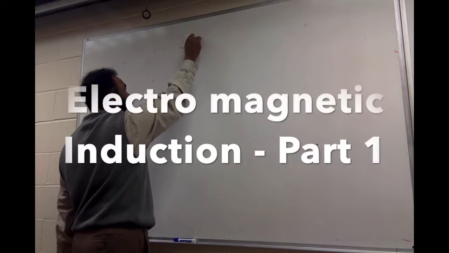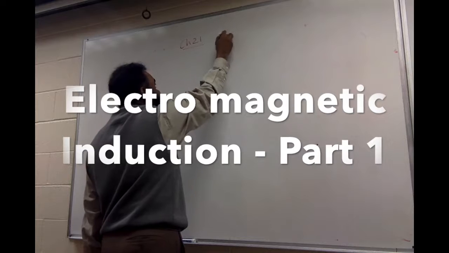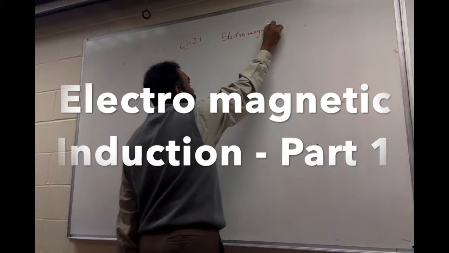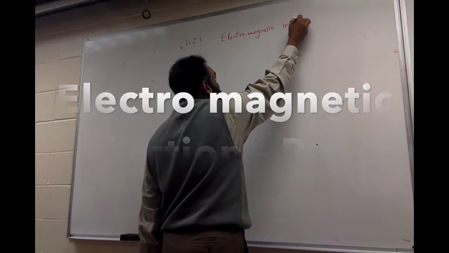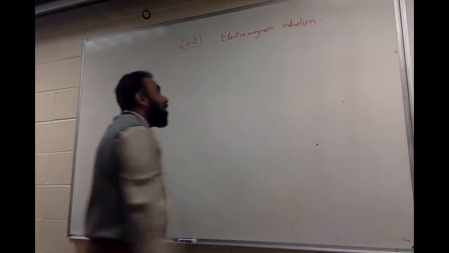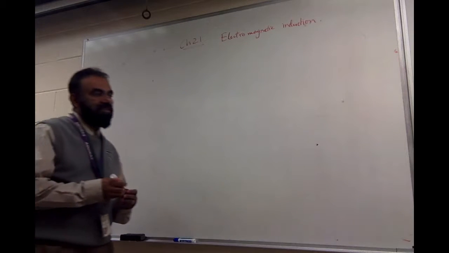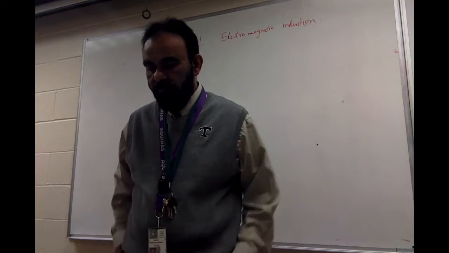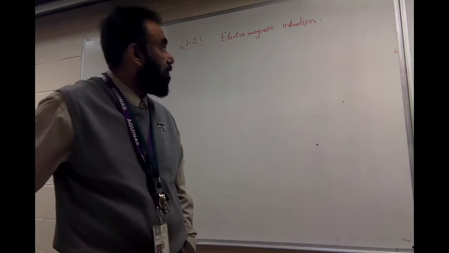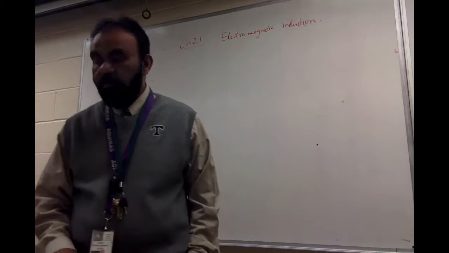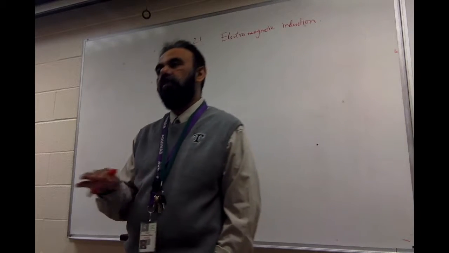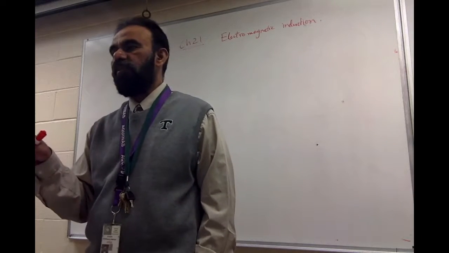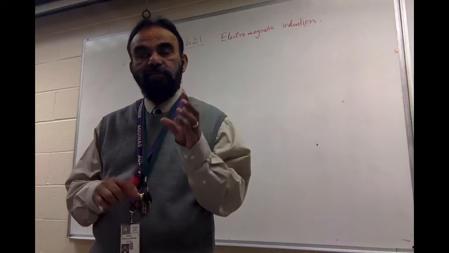We are on chapter 21, electromagnetic induction. So, in chapter 20, what we saw was all about magnetism, right? We saw the magnetism part of it, and we saw how a current-carrying conductor produces a magnetic field in the neighborhood.